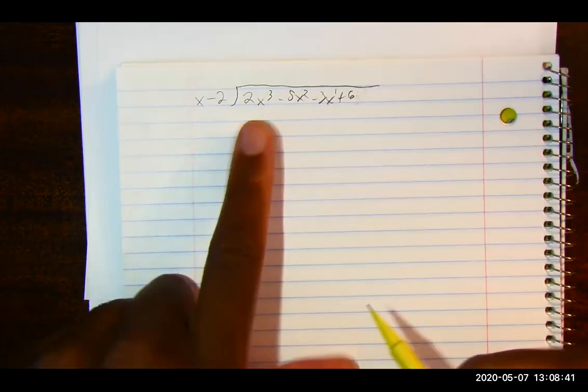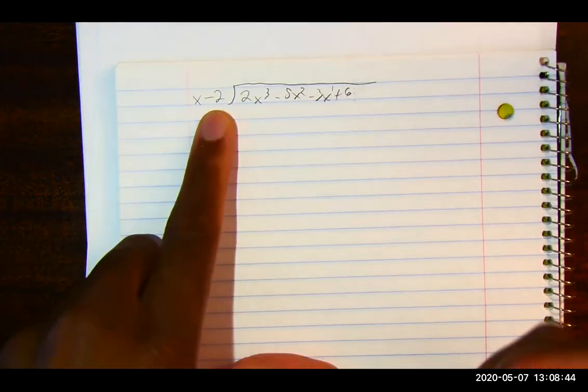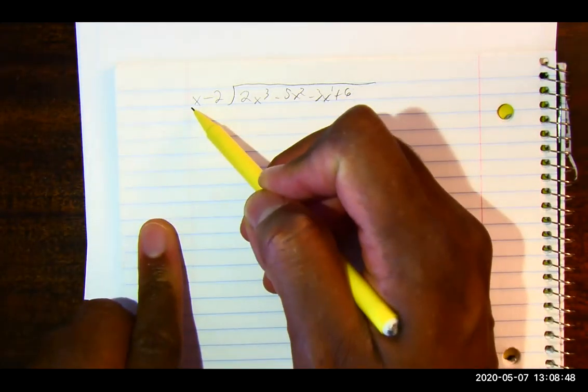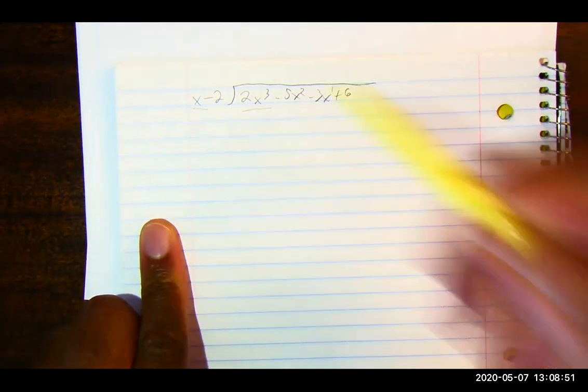But let's divide. The first step to divide, step 1, we have to figure out what we have to multiply x by to get 2x cubed.